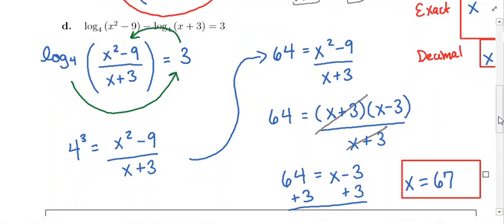Now we're going to look at the other logarithmic situation, where you're going to be able to write your equation as one logarithm equal to one logarithm, and they're both the same base. We're going to talk about how you would solve equations that look like that.